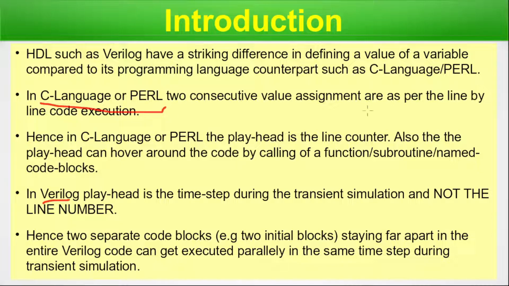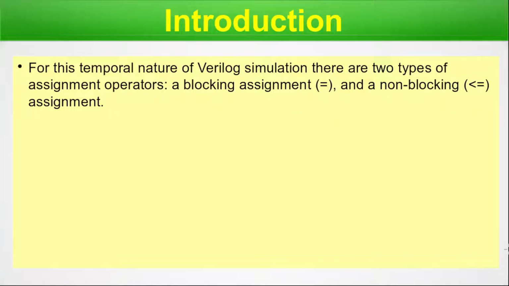So the playhead in the two: one is line by line code execution, and here in Verilog the playhead is the transient simulation. For this temporal nature of Verilog simulation, there are two types of assignment operators. One is a blocking assignment, another one is a non-blocking assignment. You can remember in C or Perl, we only have this kind of operator and we do not have this kind of operator. This is called, in C or Perl, less than or equal to. Here it is a non-blocking assignment.